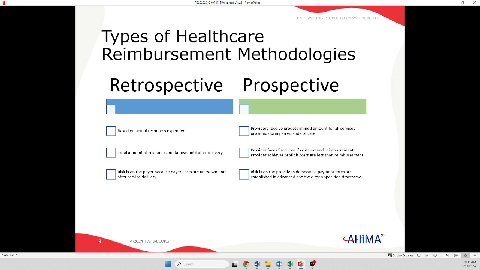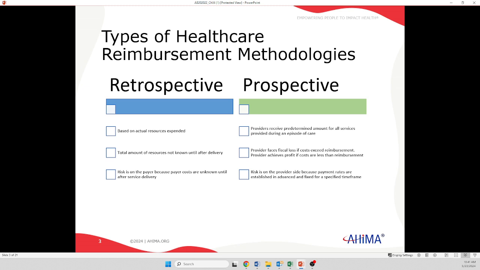So let's go ahead and look just a minute at prospective. With prospective, these providers receive a predetermined amount for all their services, and it is provided over a time period or an episode of care. The payment rates are established in advance, and they're fixed. The provider faces fiscal loss if those costs actually exceed that reimbursement, but they can also make a profit if it doesn't cost as much.